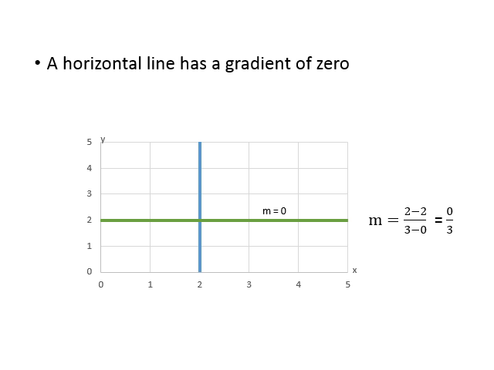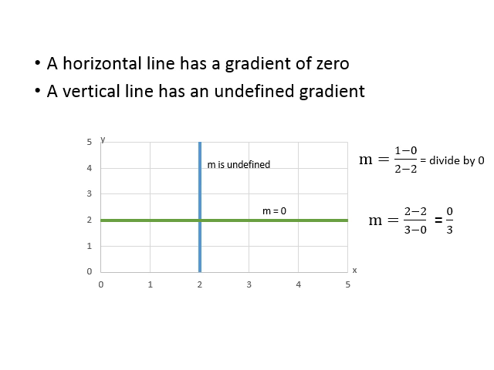A vertical line, on the other hand, works a bit differently. In this case, it's the x value that always has the same value. So we'll always have on the bottom a 2 minus 2, which equals 0. So we divide by 0, which we actually can't do, can we? So a vertical line has an undefined gradient.